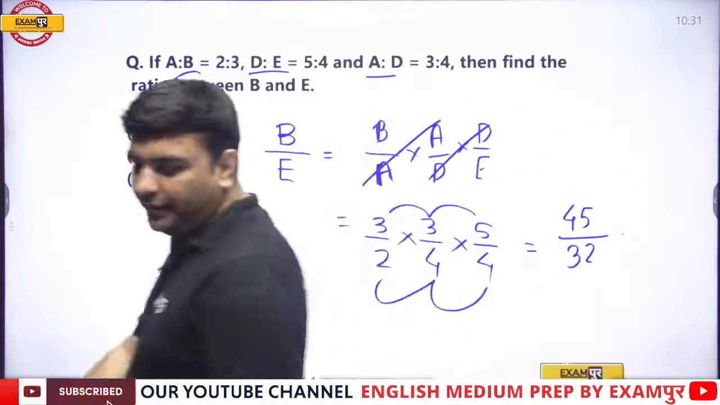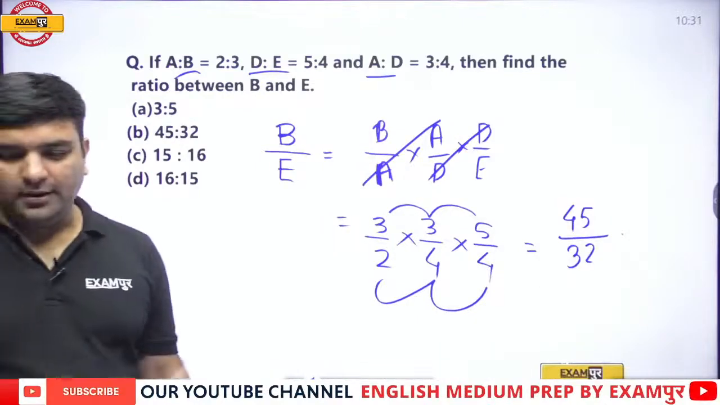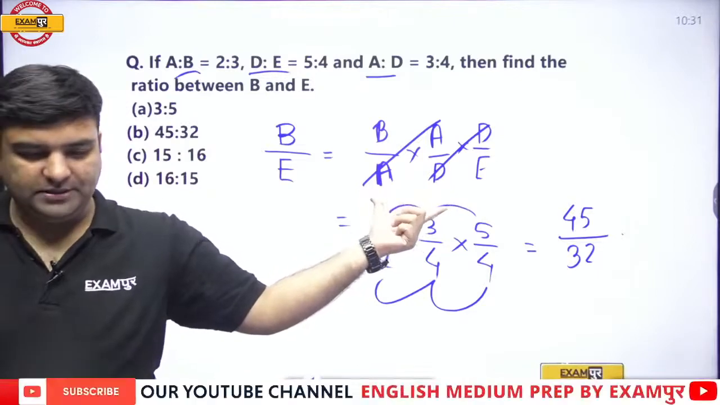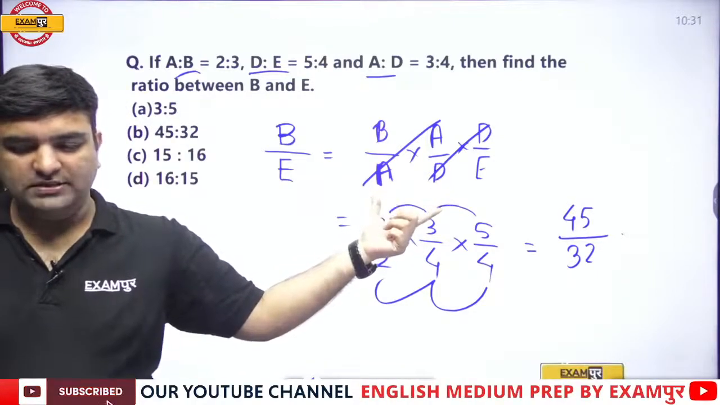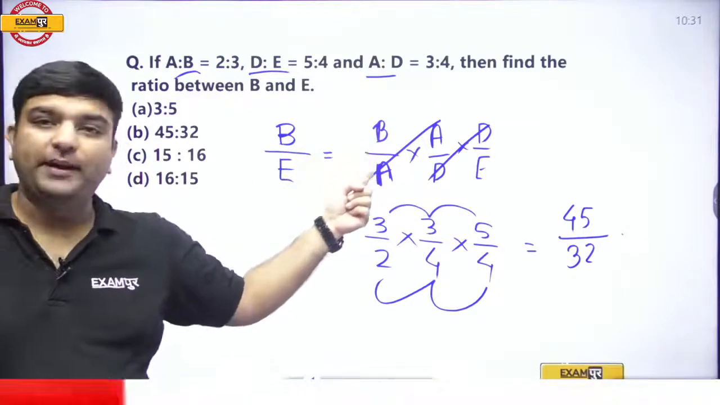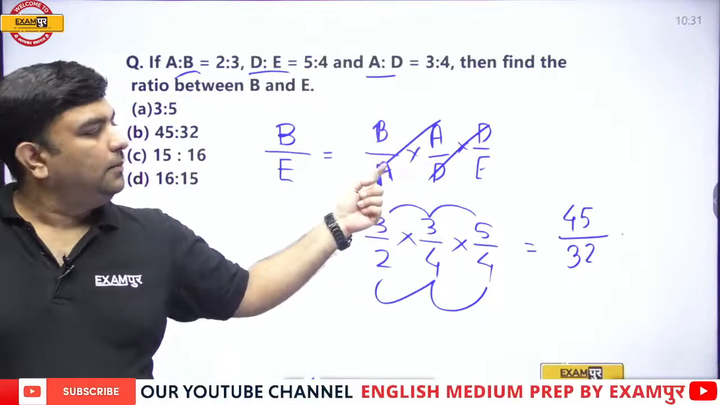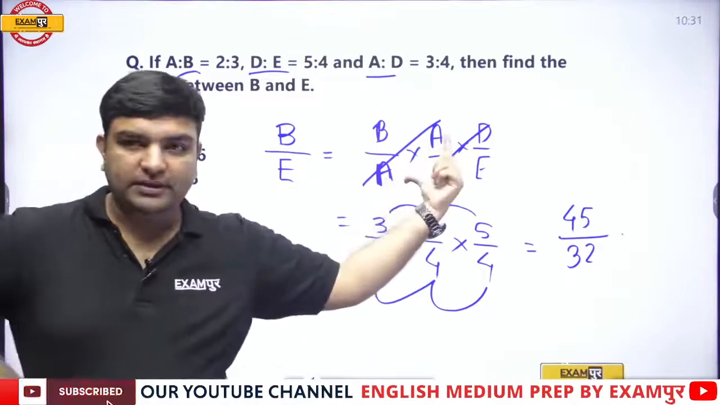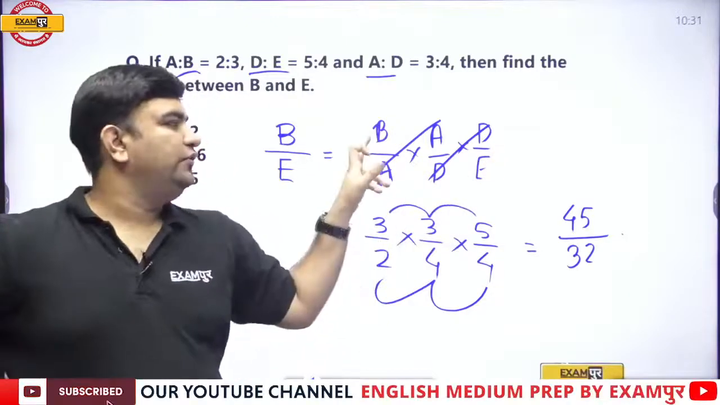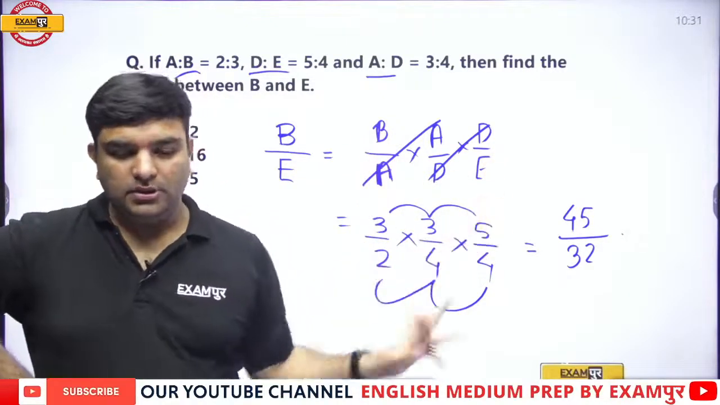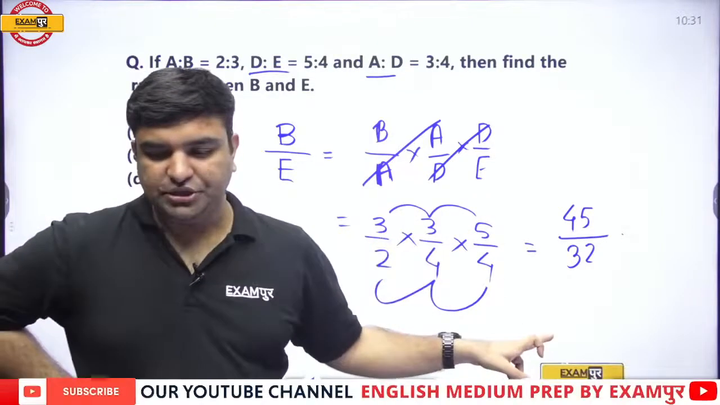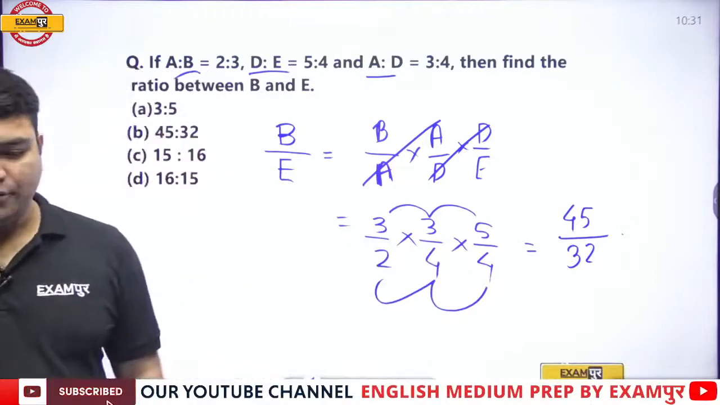Is it absolutely clear? Look at the thought process, guys, the crystal clear concepts. These kinds of concepts you have to make. Okay, I need to start with B. So B by A, multiply by A by D to eliminate A, then multiply by D by E to eliminate D. So you will get B by E directly. When you multiply these among each other, you get 45 by 32 as the ratio.